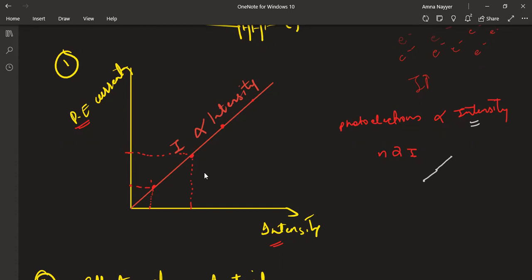So you directly draw this graph. Photoelectric current is directly proportional to the intensity of incident radiation, or you can say photoelectrons are also directly proportional to intensity of the incident radiation.